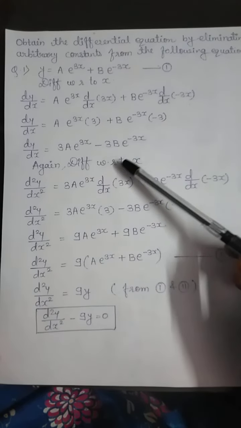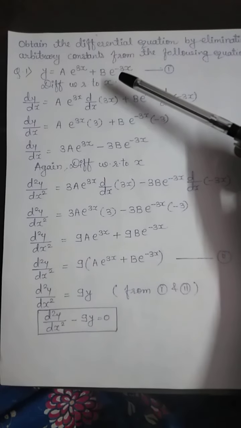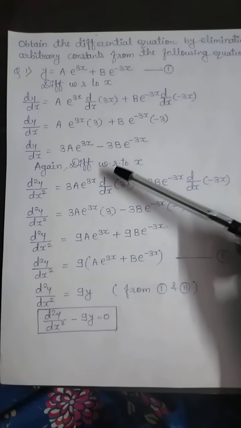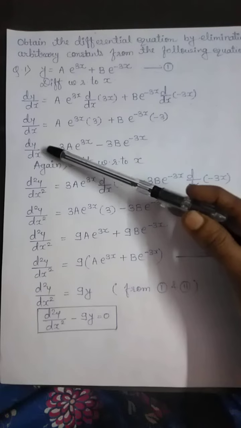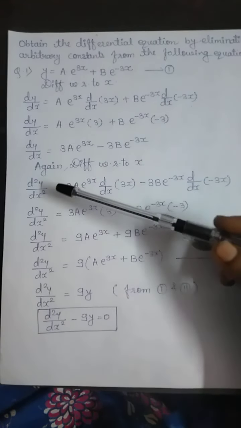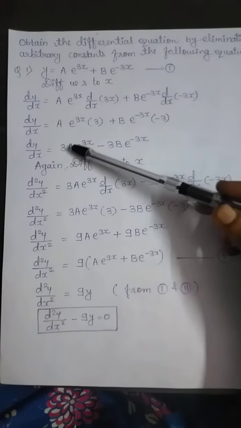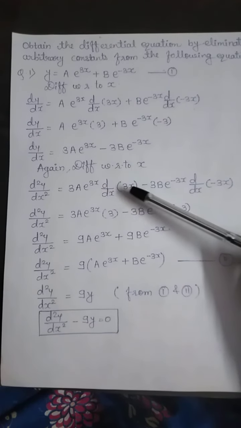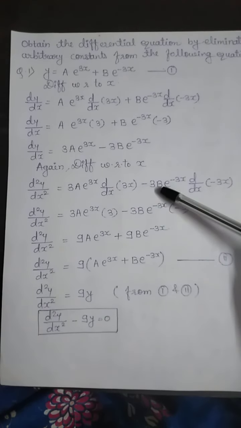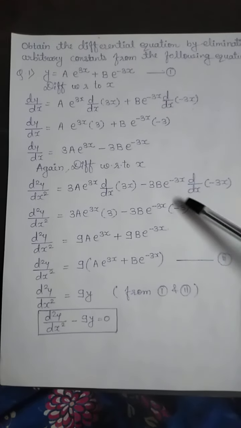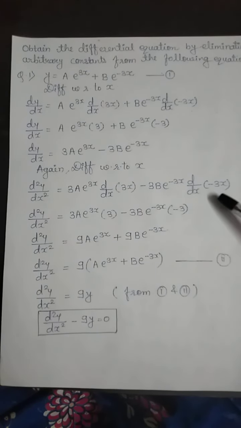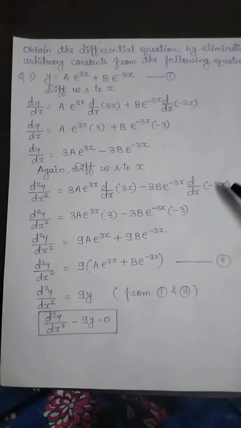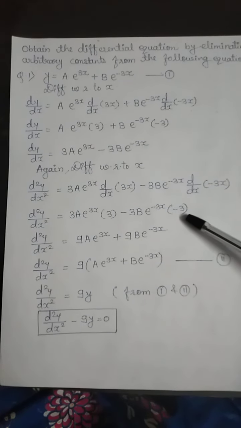Again differentiating with respect to x. As we know, two constants are present in the given equation, so we can differentiate two times. So derivative of dy by dx will be d square y by dx square. 3a constant, derivative of e raised to 3x is e raised to 3x into derivative of 3x. Minus 3b constant, derivative of e raised to minus 3x is e raised to minus 3x into derivative of minus 3x. So here we have derivative of 3x as 3, derivative of minus 3x as minus 3.